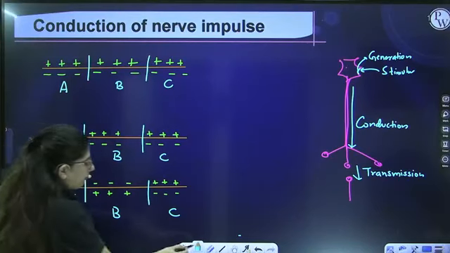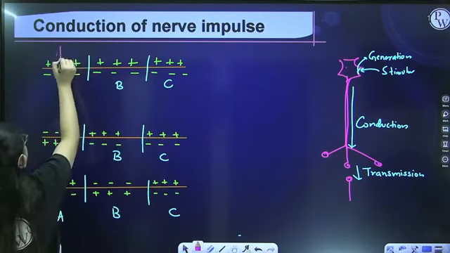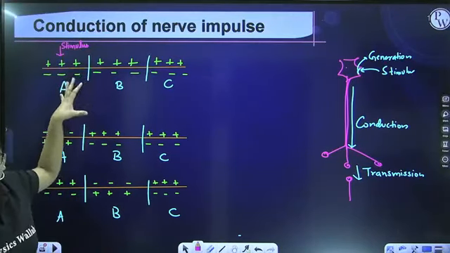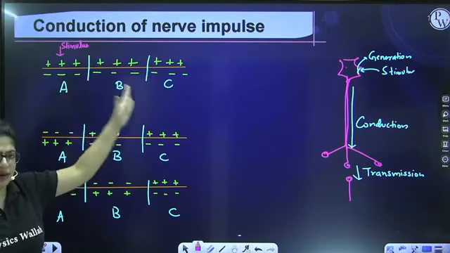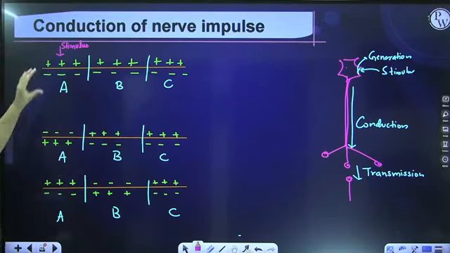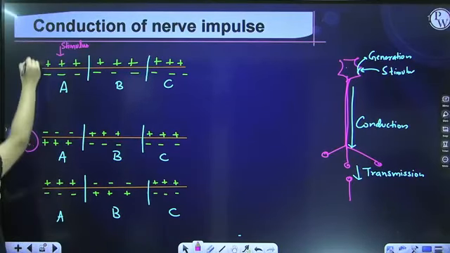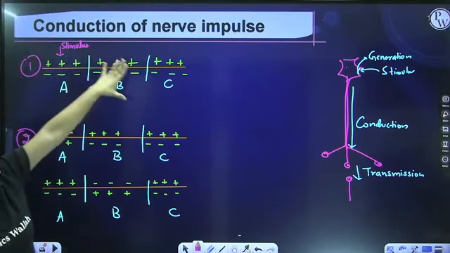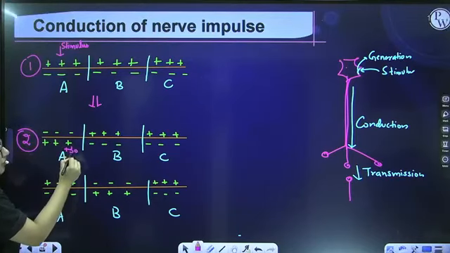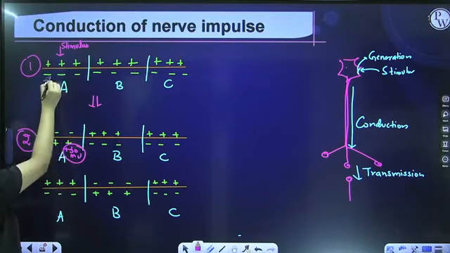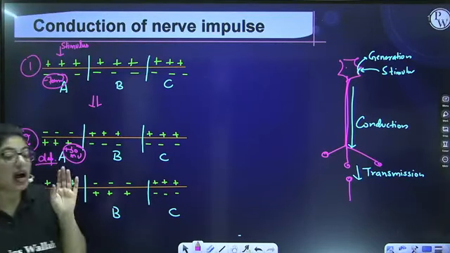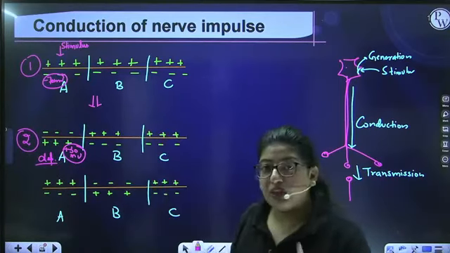Now for example, if the stimulus arises here, at this point, the A segment, we have divided the entire axonal membrane into 3 segments, A, B and C. Now if the stimulus arises here, this will lead to the second step. In the first step, the stimulus arises. In the second step, the A segment, as you can see, has gone from minus 70 millivolt to plus 30 millivolt, that is depolarization. So we say after the stimulus, the A segment will undergo depolarization.